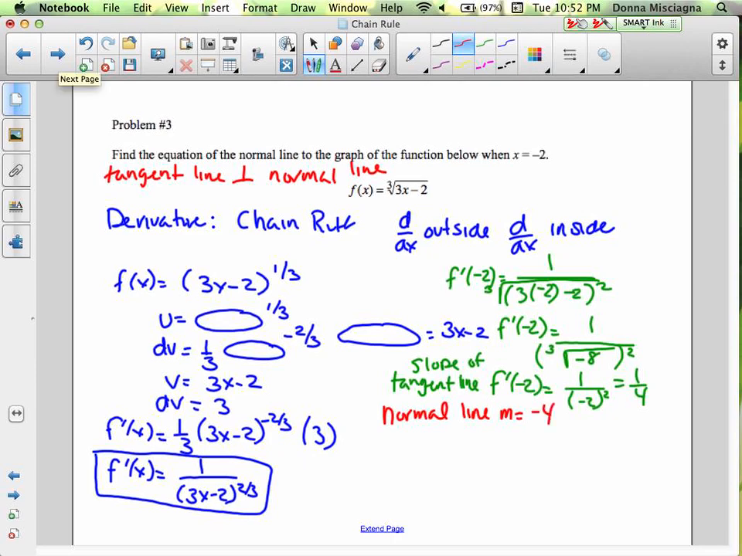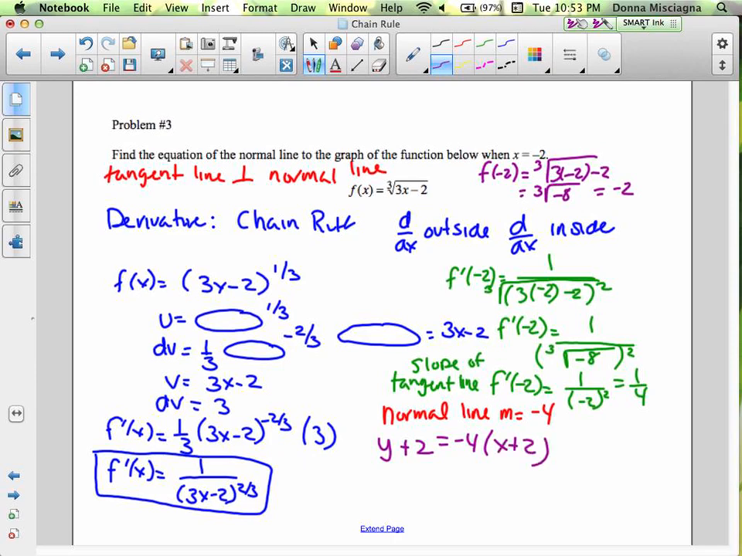All right, so now we need to write the equation. So it's going to go through the exact same point. So we do need to know f of -2. All right, so that's going to be the cube root of 3 times -2 minus 2. So that is just the cube root of -8, which is -2. All right, so we have y plus 2 equals negative 4x plus 2.